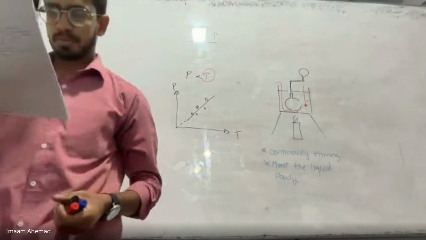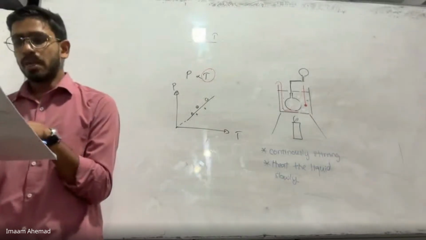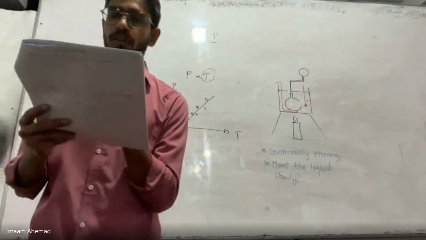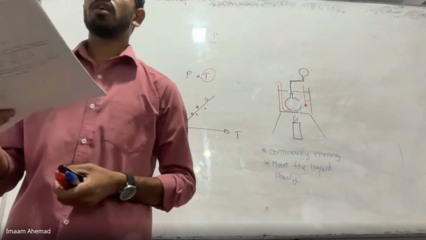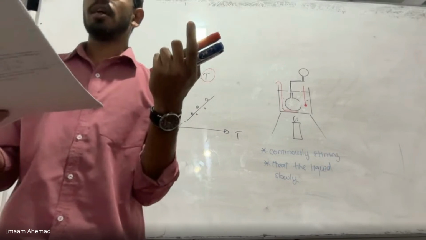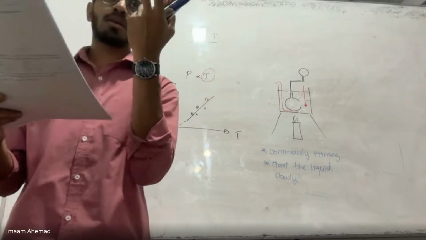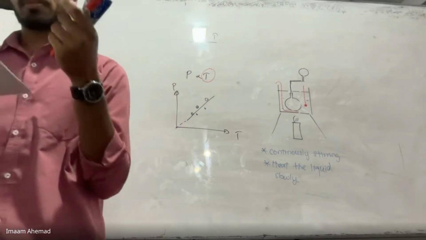So the pressure law can be applied to a gas if and only if two of its quantities are kept constant. What are those quantities? What are the quantities we have to keep constant? Volume of the gas and amount of gas, otherwise the number of moles of gas.